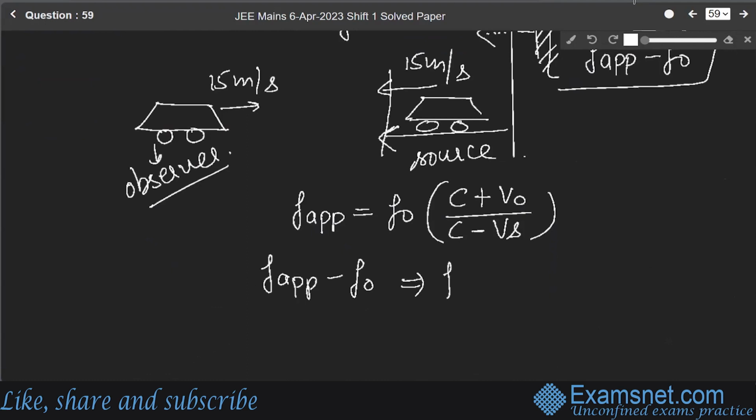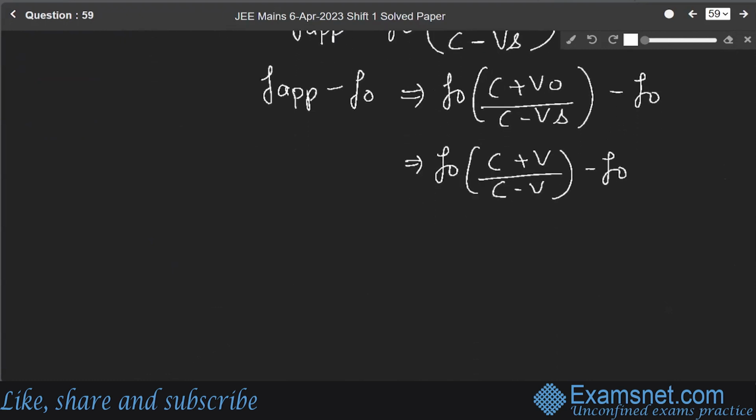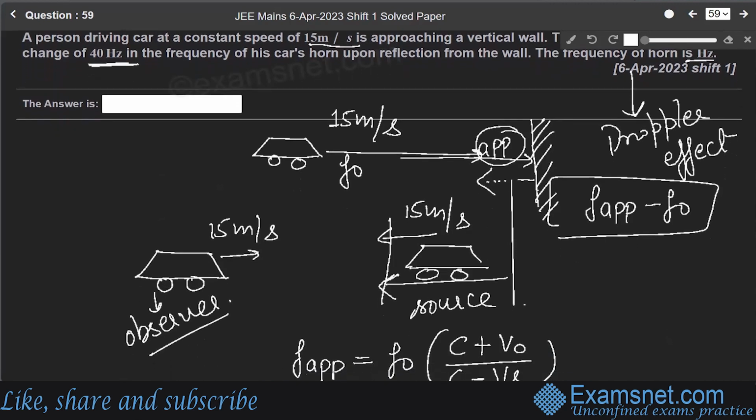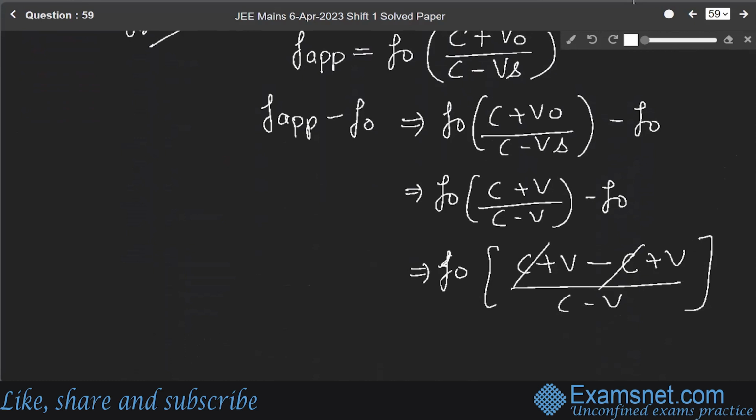So it will be equals to F naught C plus V naught over C minus Vs minus F naught. Since the velocities are same, so we can write it as C plus V over C minus V minus of F naught. Now solving this question, as speed is given as 15 meter per second and frequency is given as 40 hertz. So this is 40, F naught taking common, C plus V minus C plus V over C minus V. C cancels out each other.